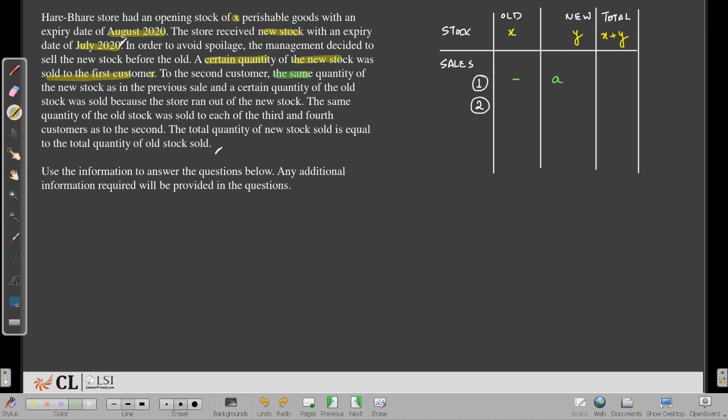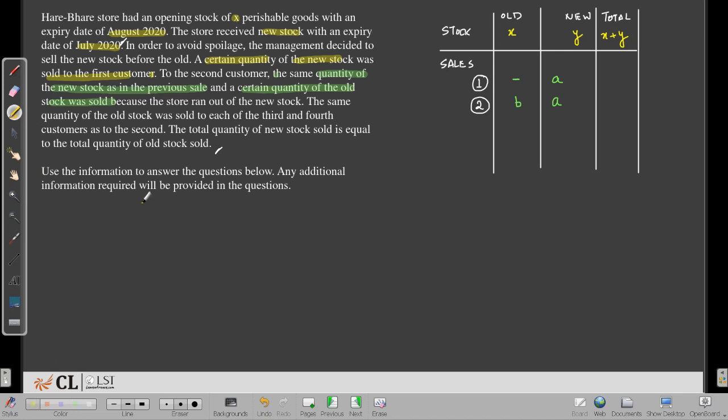The second customer: the same quantity of the new stock as the previous sale, and a certain quantity of the old stock was sold. The same quantity of the new stock as the previous sale will be equal to A. Let me take the same color. Okay. And a certain quantity of old stock was sold. So I have to now have another variable. Already we're dealing with too many variables here. We will have to figure out how to reduce this. There are four variables which I don't like. I really at this point do not want to write A plus B. I want to work out this variable first and eventually write the total here. Right. That's something that I want to do.